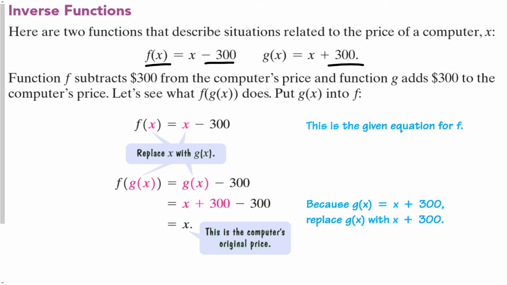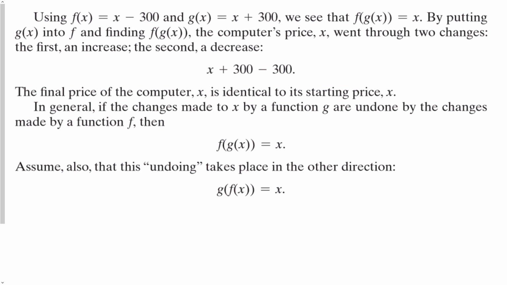Function f subtracts $300 from the computer's price, and function g adds $300 to the computer's price. Let's see what f of g of x does. We're going to put g of x into f. When I do that, I replace x with g of x, which is equal to x plus 300. Notice that we get right back to the beginning, the original computer price, just x. So using f of x equals x minus 300 and g of x equals x plus 300, we see that f of g of x is equal to x.